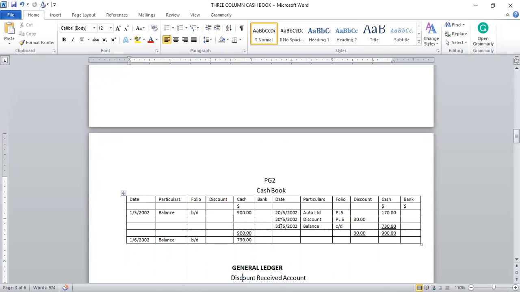Then the discount, 20th May 2002. The particulars is discount. Then the folio purchase ledger page 5, the discount 30.